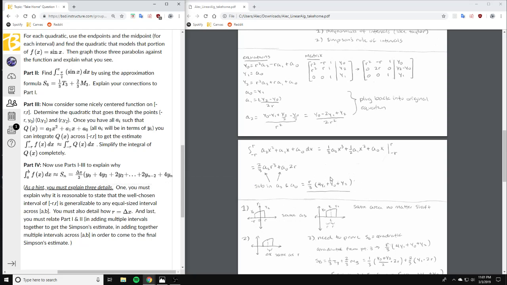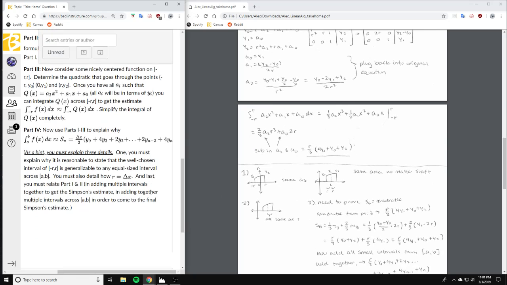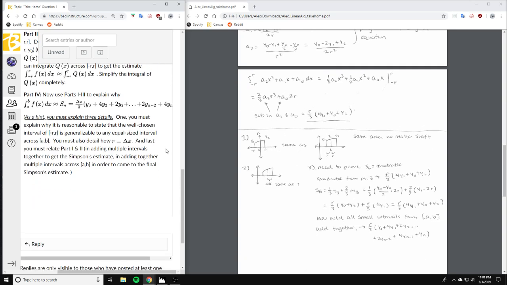But you can see that these two are very, very similar. So what part 4 is asking us to do is prove that the Simpson's rule of S_n equals our quadratic equation for our intervals. There are 3 details that we have to explain.